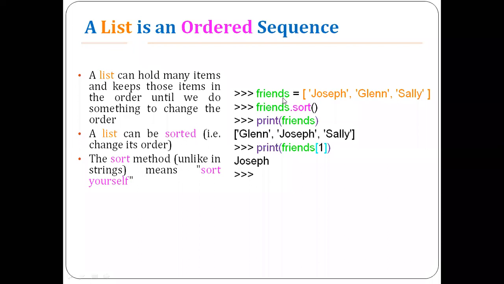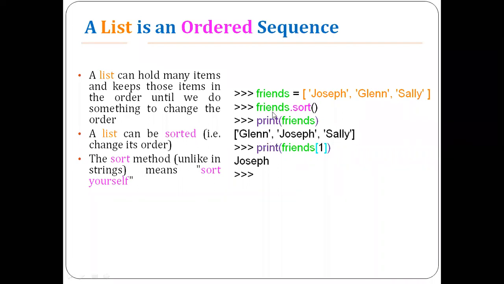Look at the example: friends equal to Joseph, Glenn, and Sally. So what you do is call the function friends dot sort, and then print friends. It will print the values Glenn, Joseph, and Sally, right? They are sorted in ascending order. G appears before J and S, that's why Glenn will appear first. Then J appears before S, so Joseph will be placed next. Then finally it is Sally.